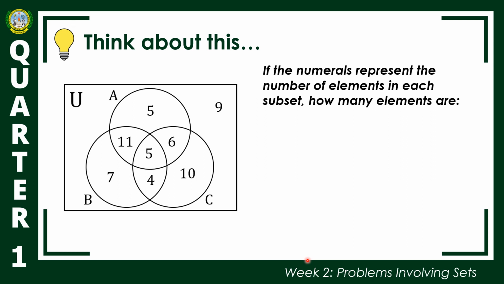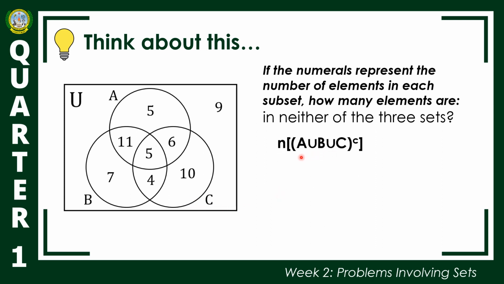Next po is, how many elements are neither of the 3 sets? Ang keyword po ulit natin is neither. At kapag sinabing neither, wala po siya dun sa set. In this case, neither of the 3 sets means wala po yung element sa loob ng 3 set natin. Wala siya kay A, wala siya kay B, at wala rin kay C.